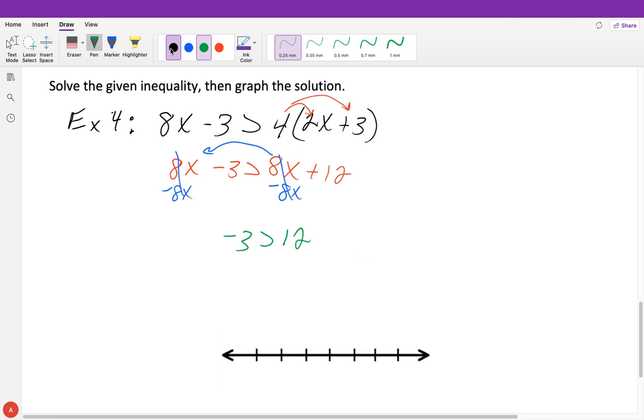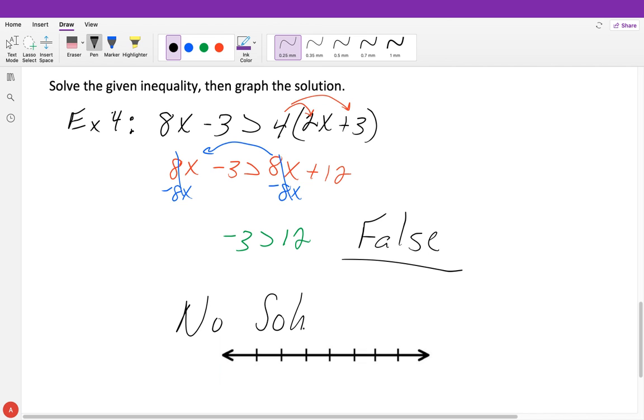Well, is this a true or a false statement? This is a false statement. Negative 3 is not greater than 12, so that means that there is no solution.